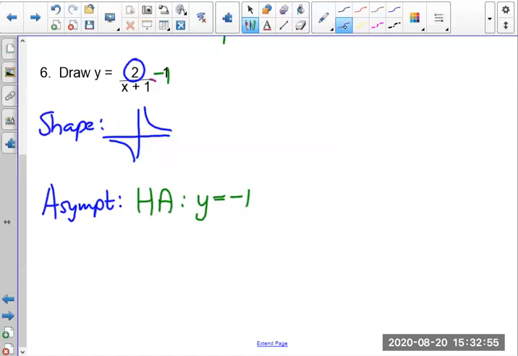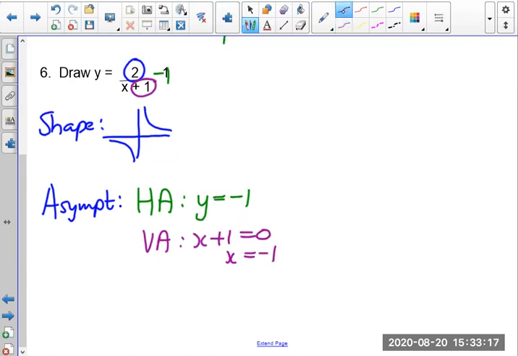And then we said this one gives you the vertical asymptote. Now remember what I said, if there is a plus, then the asymptote will be x equal to minus 1. Why is it like that? x plus 1 is equal to 0, so therefore x equals negative 1.